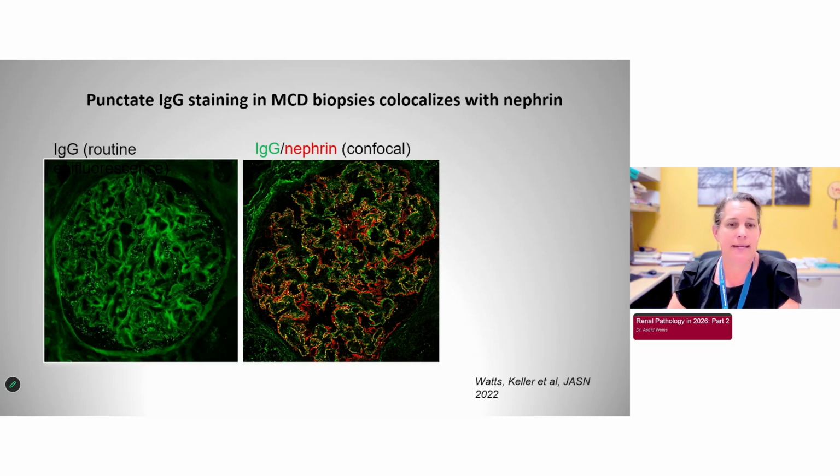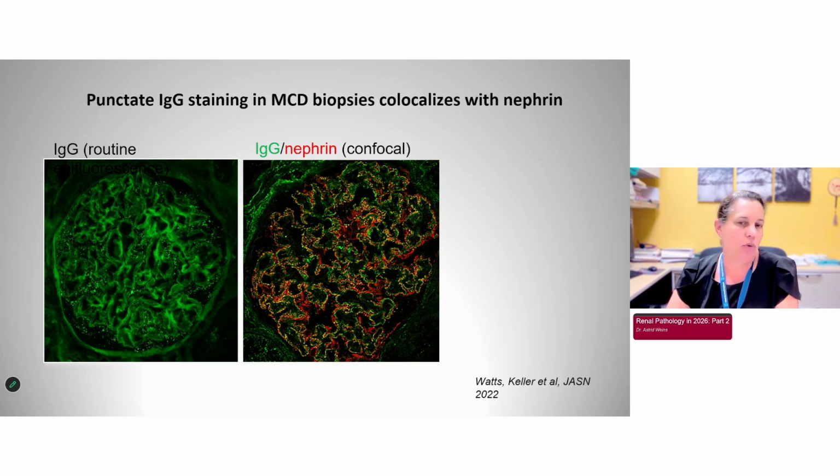When you look at this staining and then do a co-localization study with nephrin antibodies, you can incubate this with IgG and with an antibody against nephrin, and then you actually see that these two antibodies co-localize, as evidenced by the yellow pattern. So this is very nice because this really confirms that these proteins exist in the same space.